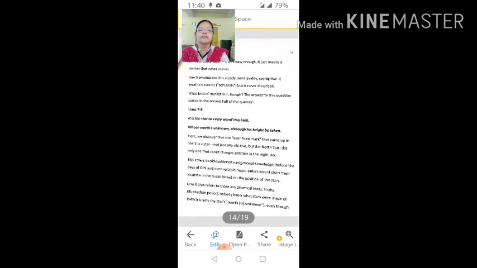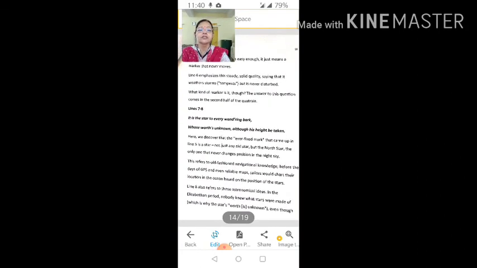Line 6 emphasizes the steady, solid quality, saying that it weathers storms, tempests, but is never disturbed. What kind of marker is it though? The answer to this question comes in the second half of the quatrain. So now let us take a look at the second half, lines 7 and 8.